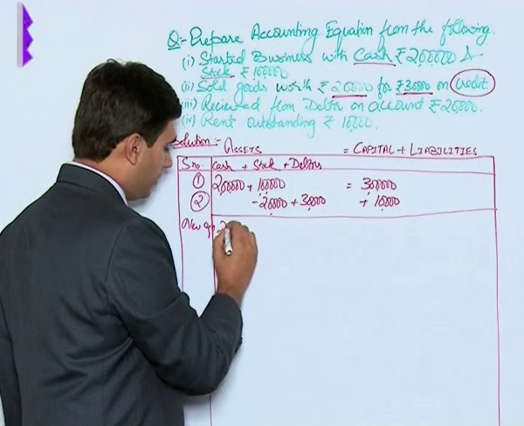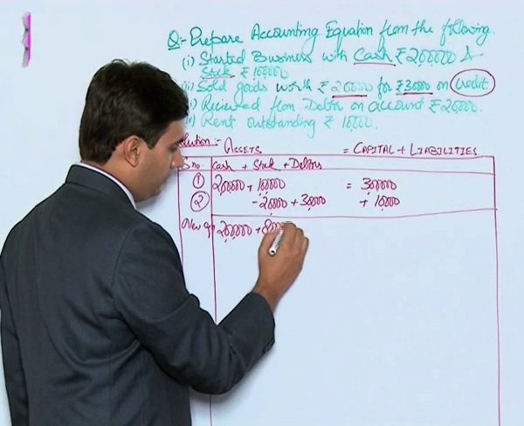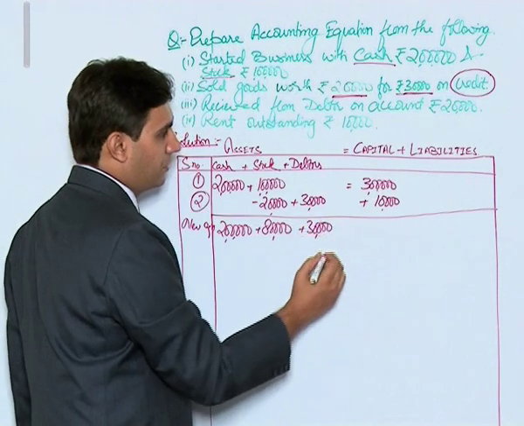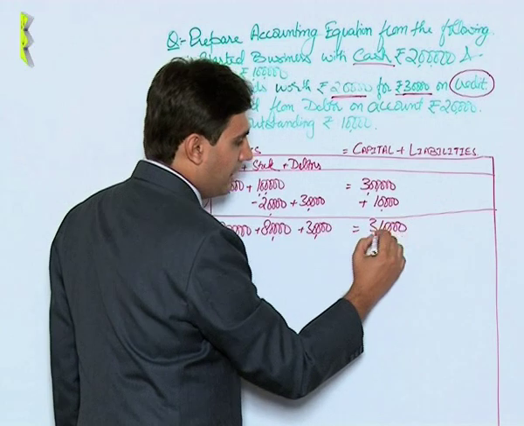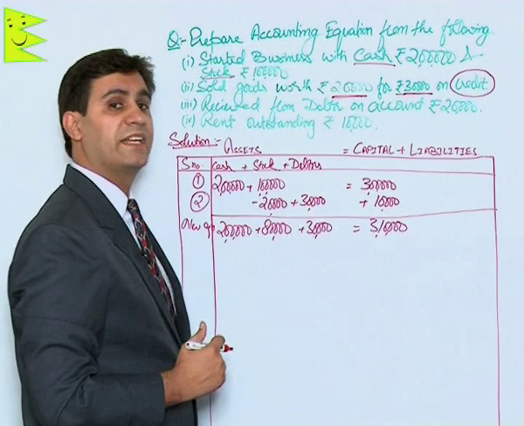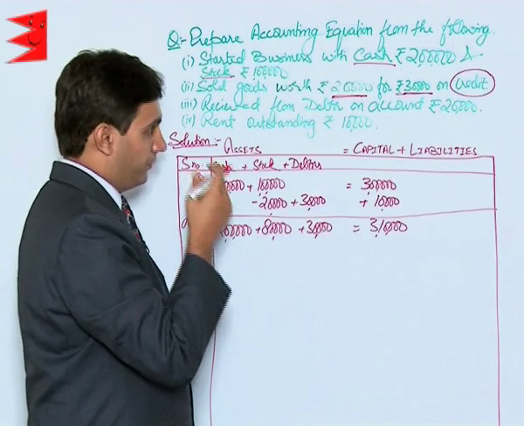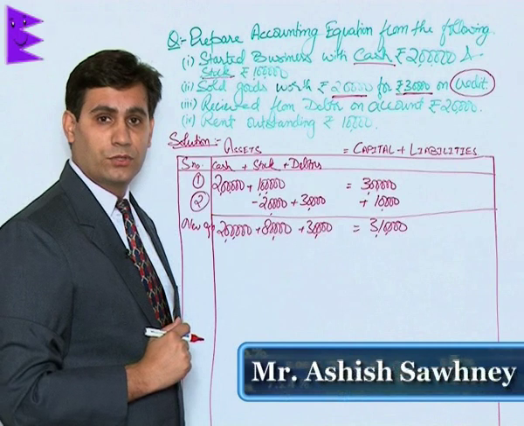We have cash of rupees 2 lakh. We have stock of rupees 80,000. Debtors are worth rupees 30,000 and capital is of rupees 3 lakh 10,000, and the total on both the sides is same. Coming to the third transaction, received from debtor on account rupees 20,000.